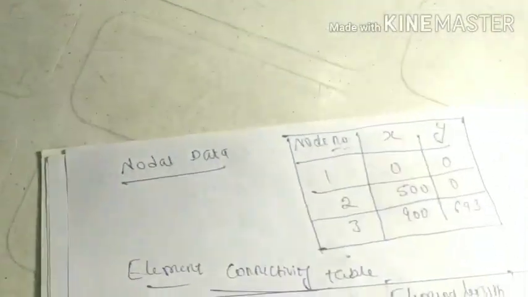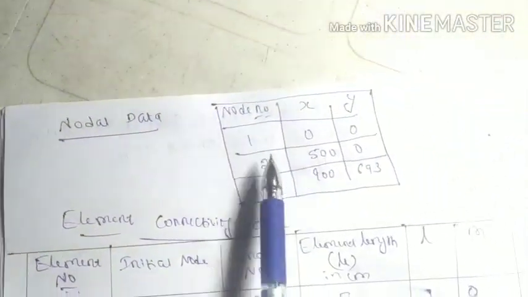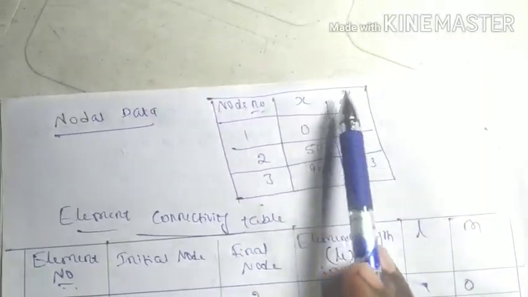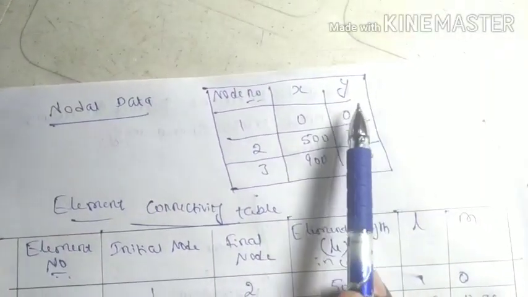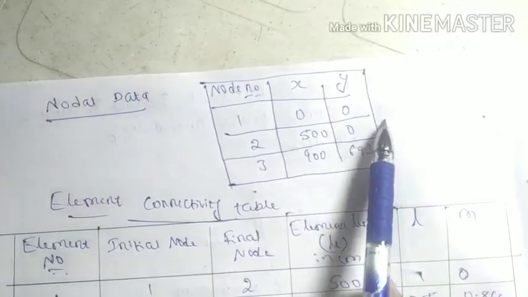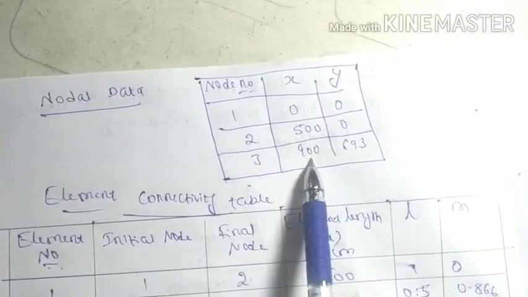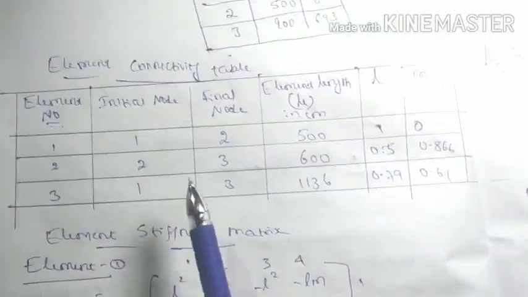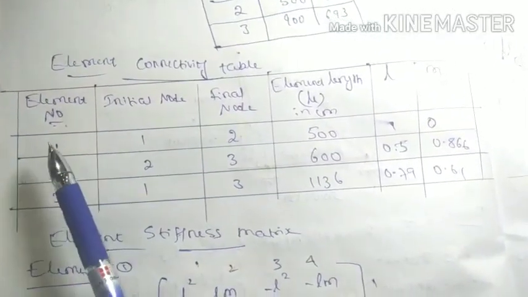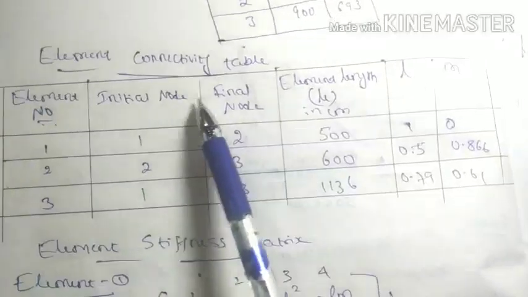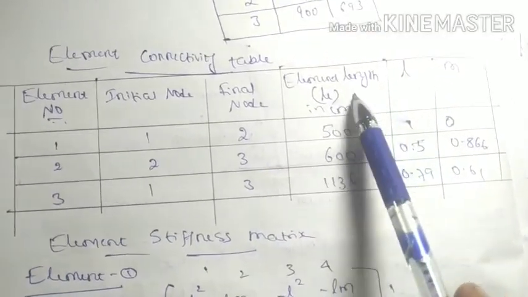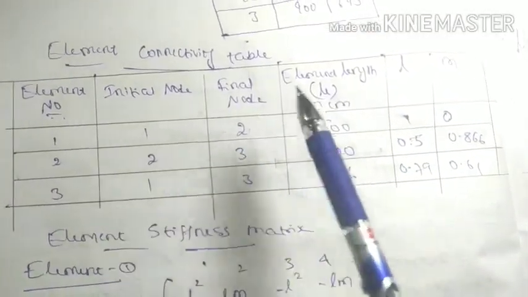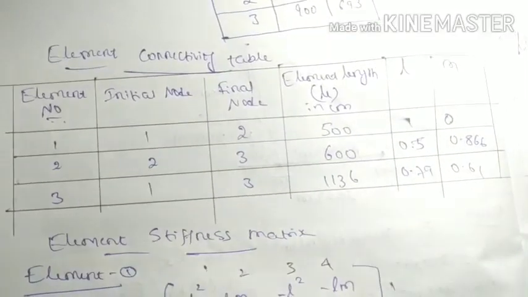First, the nodal data. There are three nodes, 1, 2, 3, with corresponding xy coordinates: x1, y1 are 0, 0; x2, y2 are 500, 0; and x3 is 900 and y3 is 693. Next is the element connectivity table. Let's write the element number, initial node, final node, element length in centimeter. Since everything is given in centimeter, I calculate everything in centimeter only, along with the corresponding direction cosines.